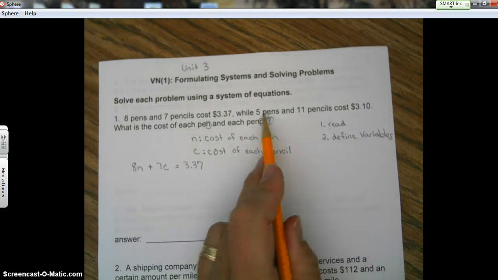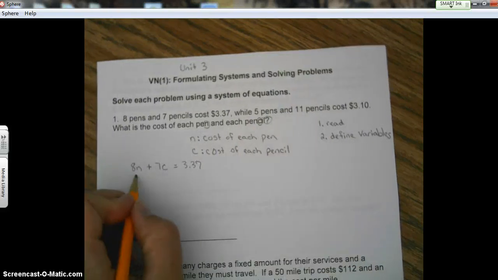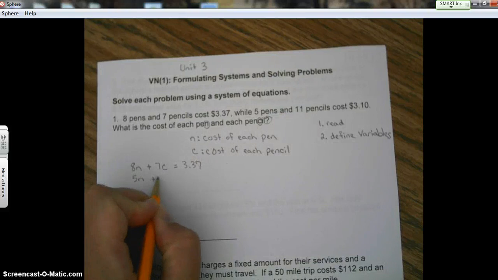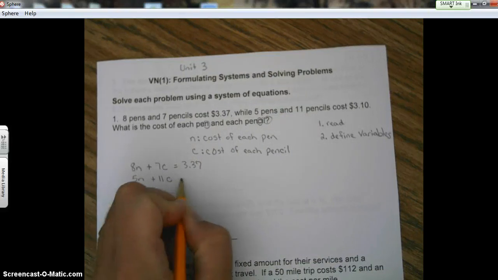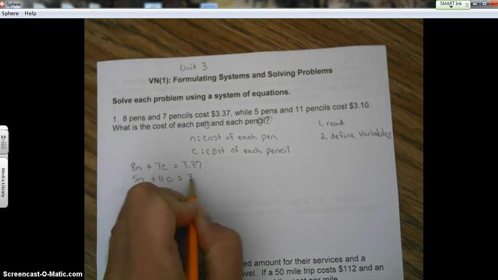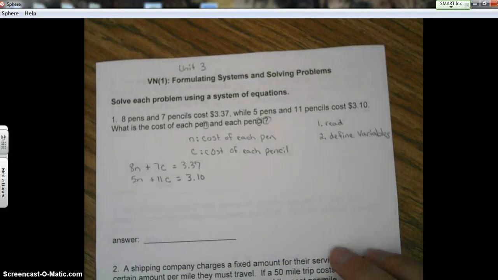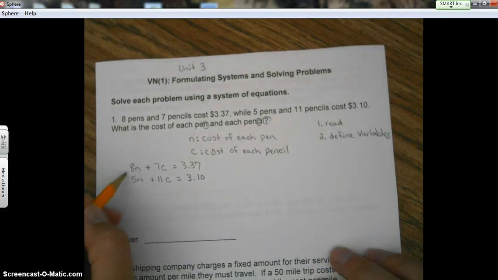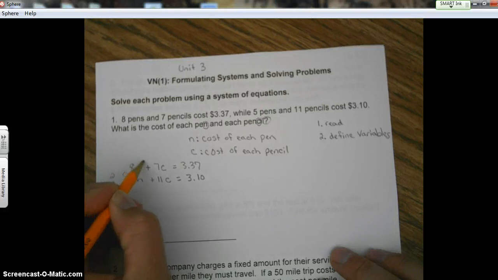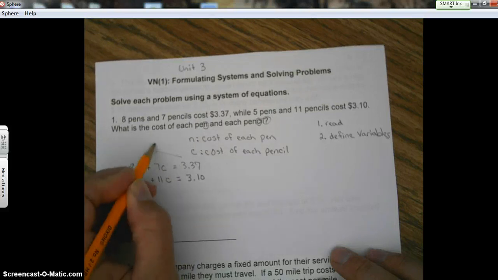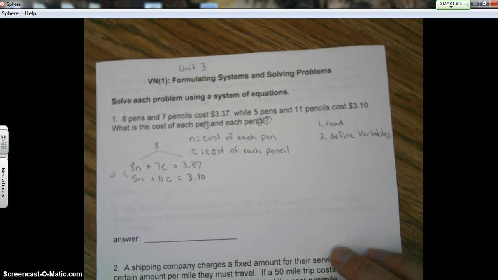Okay, next one, we have 5 pens and 11 pencils. And this total cost is $3.10. And there's your system of equations. We have 2 rows by 3 columns. It's a 2 by 3 system.